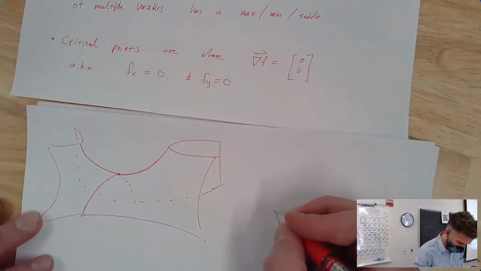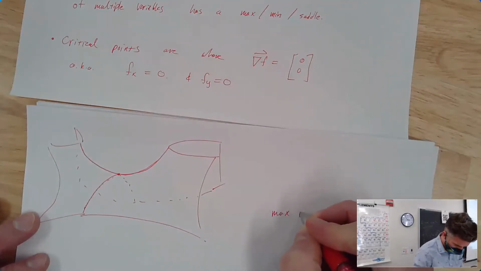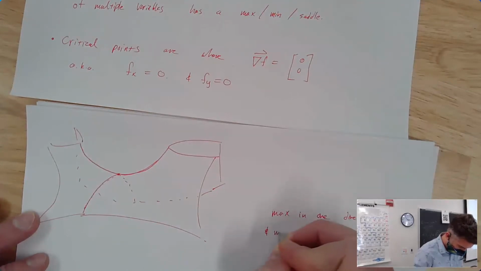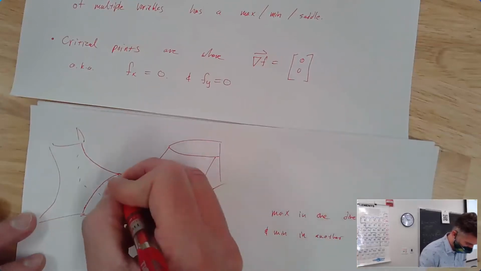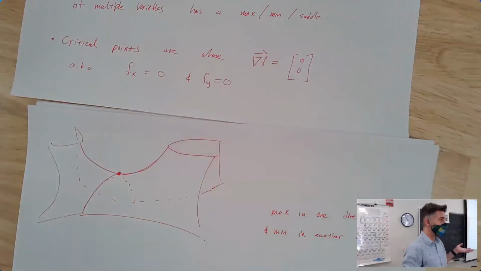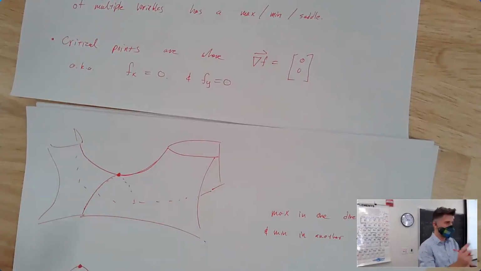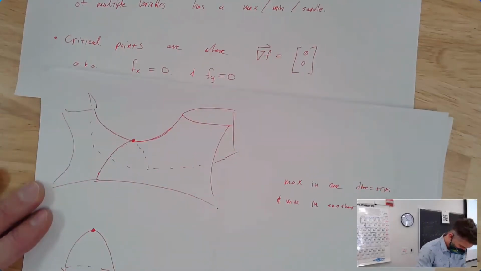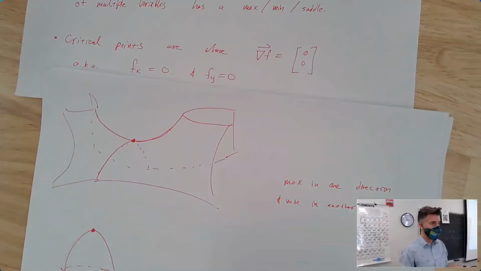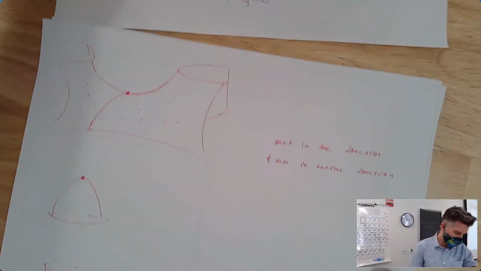And it definitely has a maximum in one direction and a minimum in another direction. Whereas an actual relative maximum or relative minimum is those things in all directions. If you have a relative maximum, it's the maximum no matter what direction you approach it. And if you have a relative minimum, it's a minimum no matter what direction you approach it from. Saddles are kind of interesting.